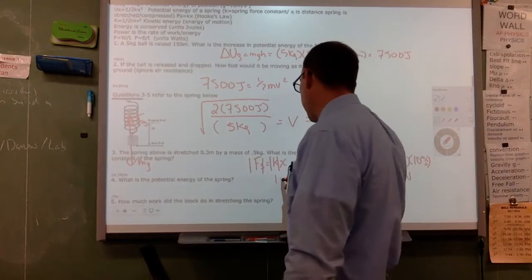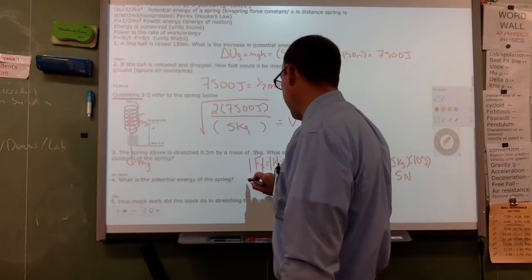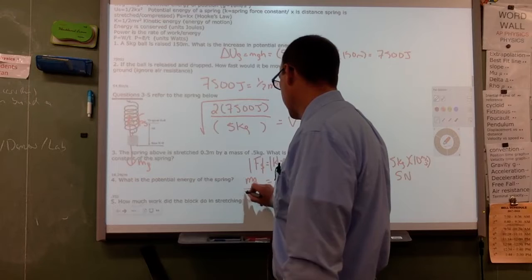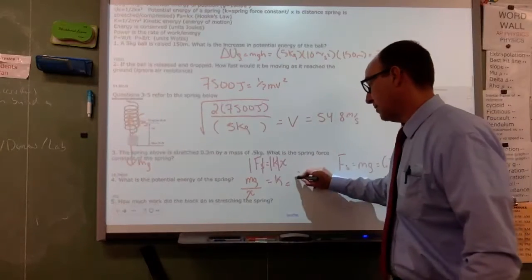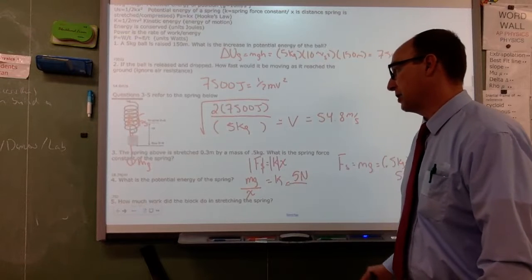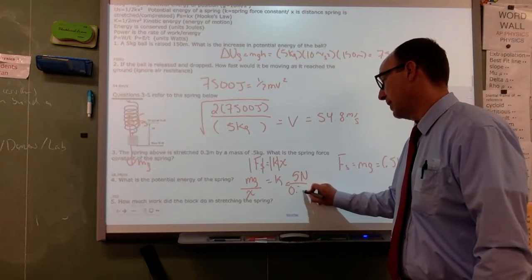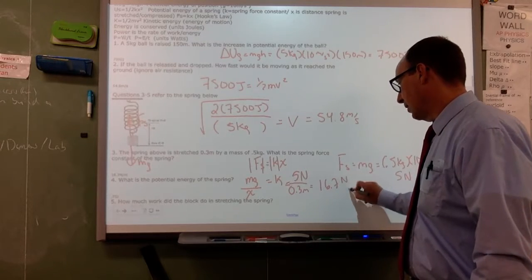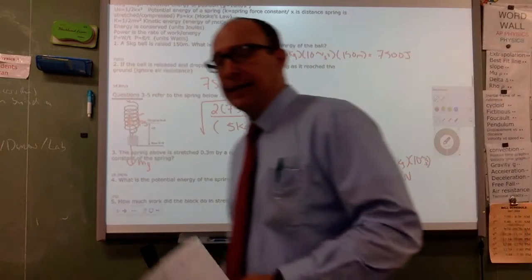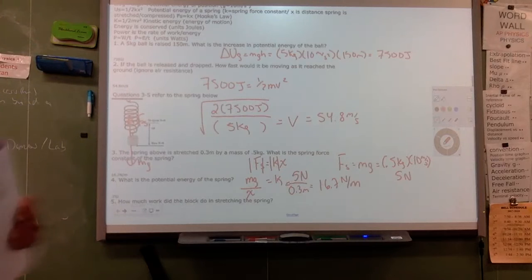So if I get K by itself, I'm going to have that I have mg over x, which we said was 5 newtons, because that's what our spring force is when it's stretched this much, which was 0.3 meters. So our spring force constant K is going to be 16.7.